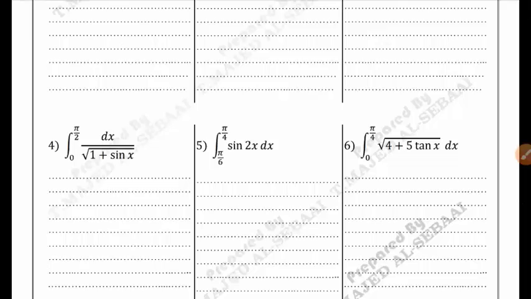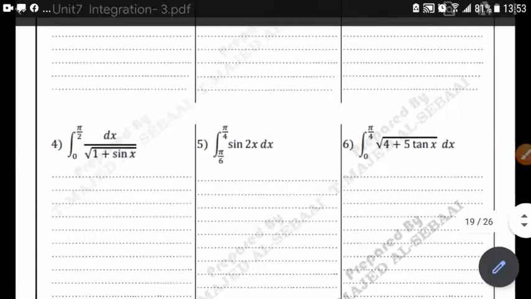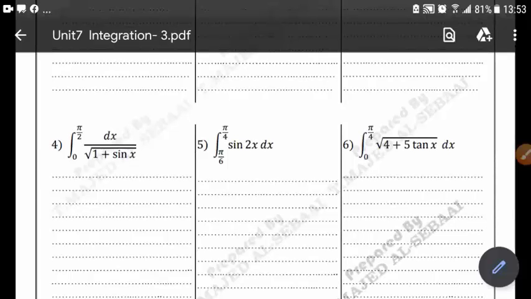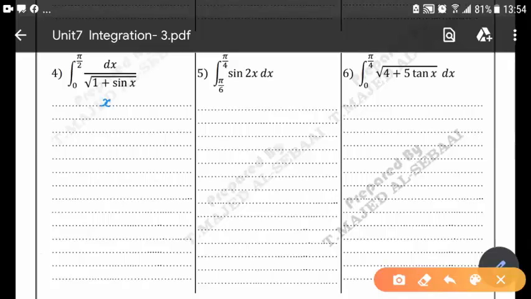It has sine, a trigonometric function. How can we do that? Easy. It is really easy. X is limited between pi over 2 and 0. Okay. Now what will I do? I will take the sine for every side. Sine x.